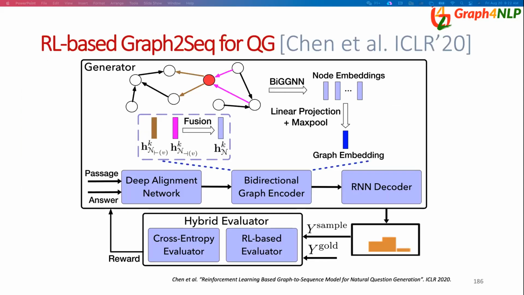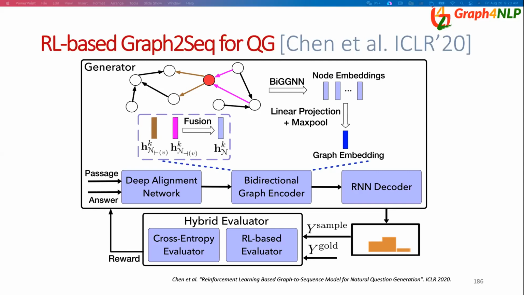Okay. So this IJCAI 2020 paper proposed a GNN-based graph to sequence model for the question generation task. As we can see from the diagram, the model consists of a GNN-based graph to sequence generator and a hybrid evaluator combining both cross-entropy-based and RL-based objective functions.